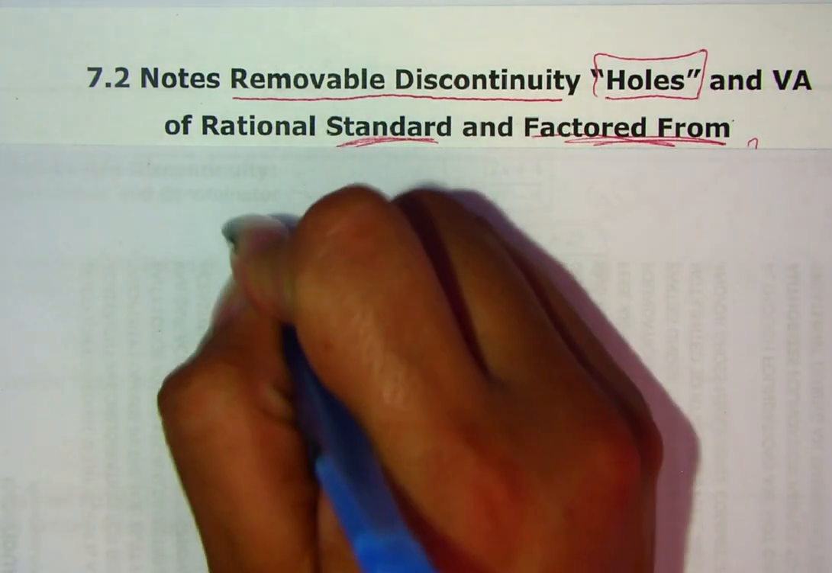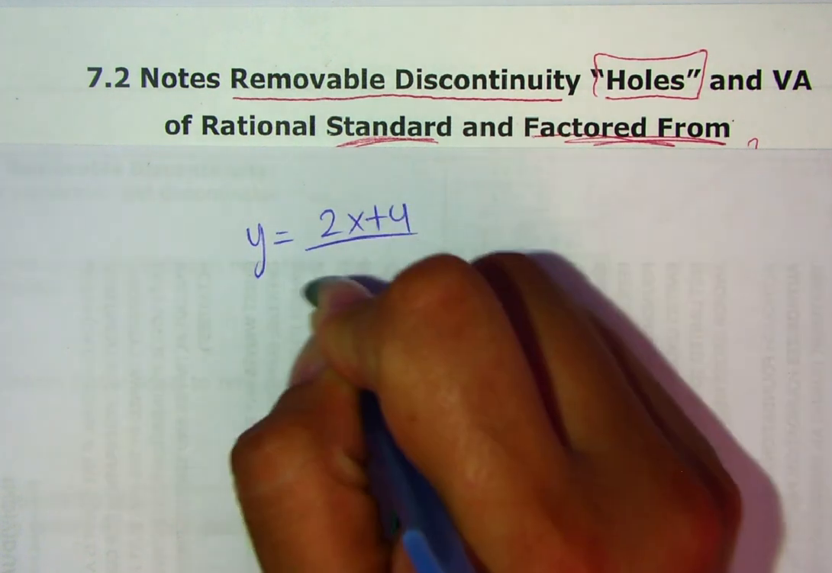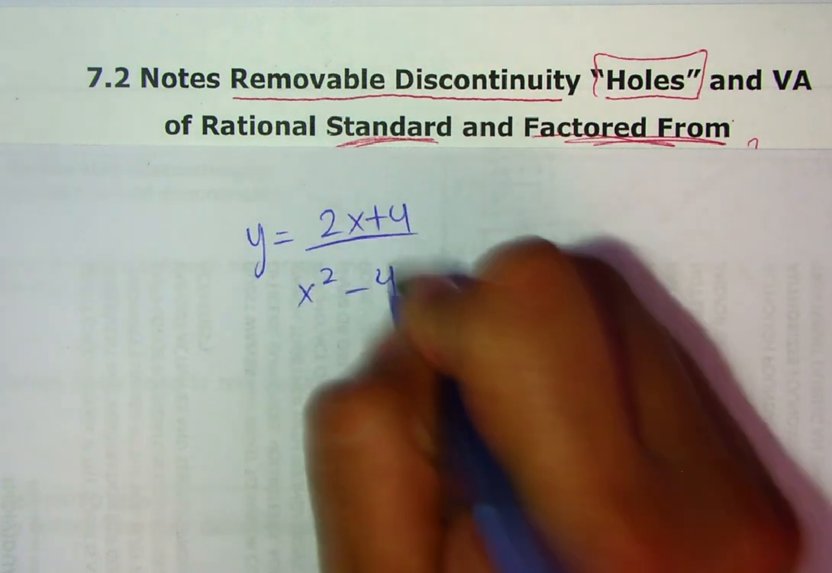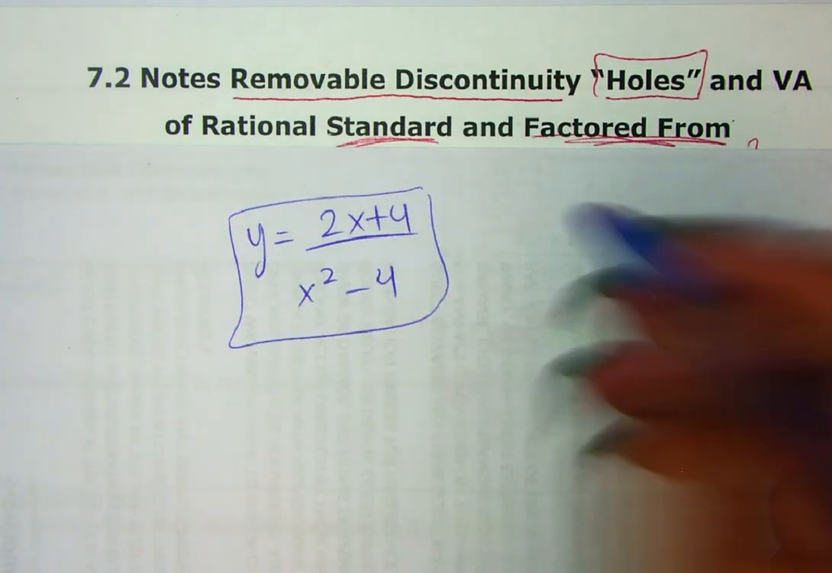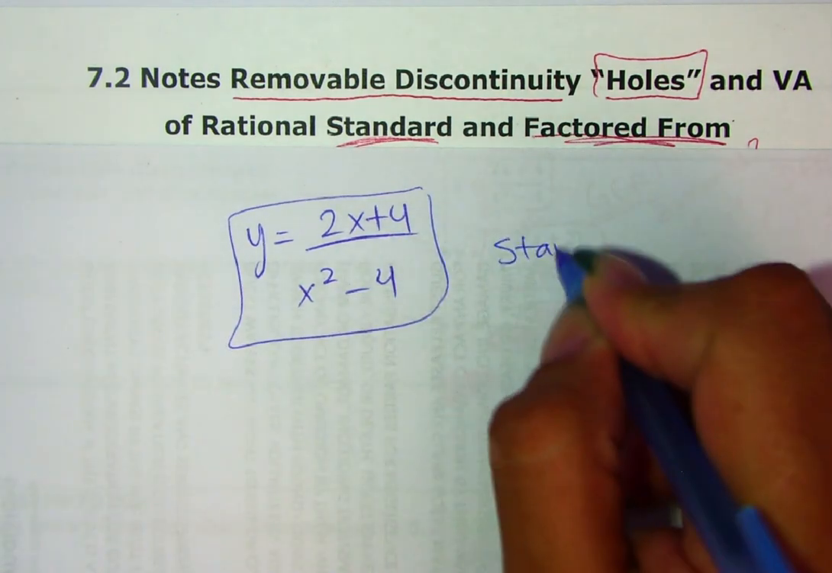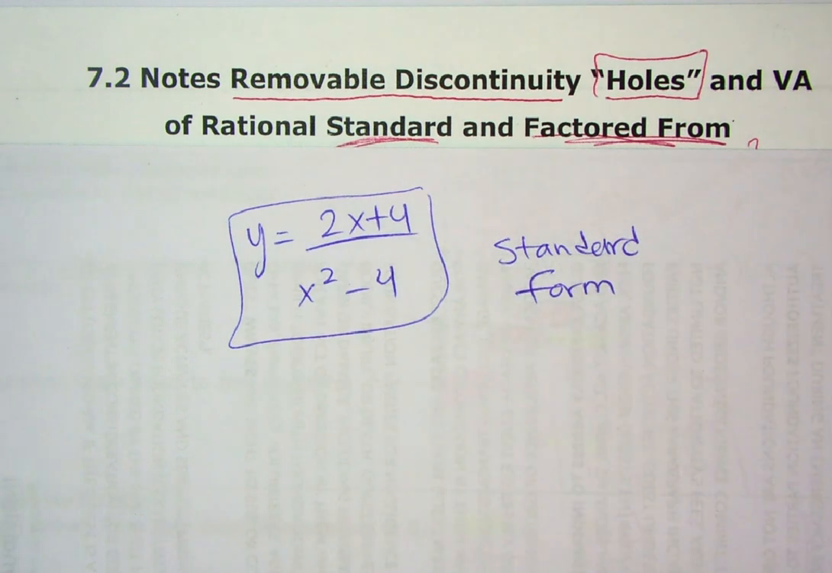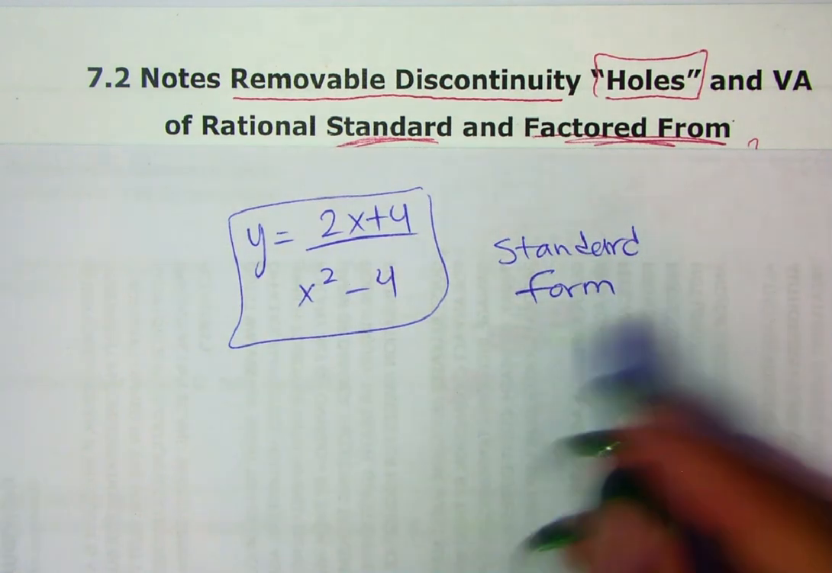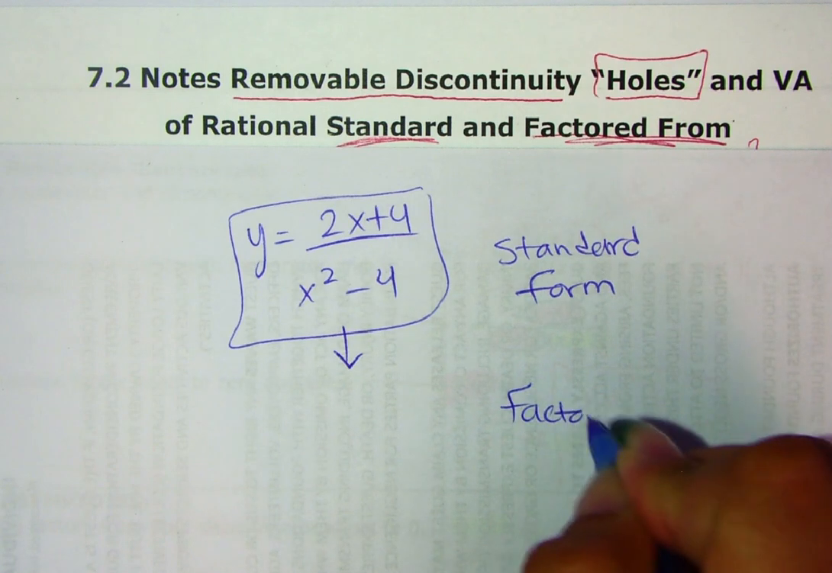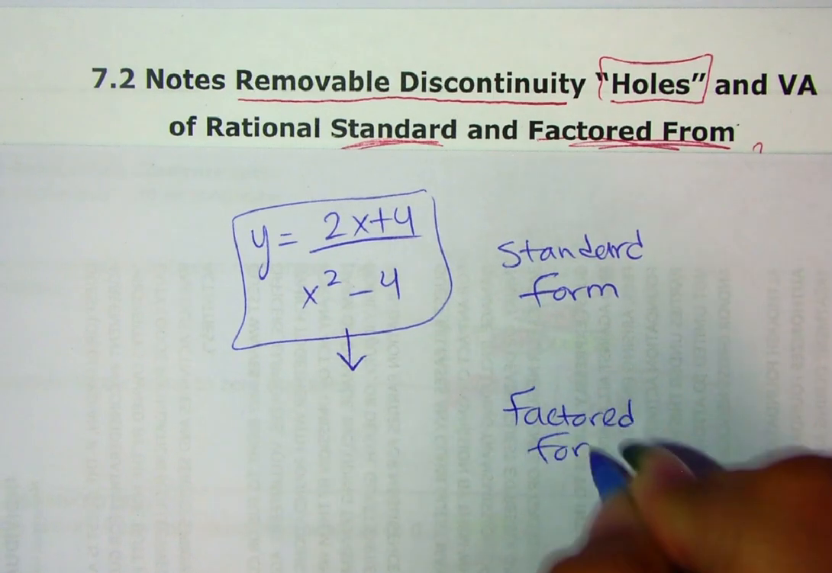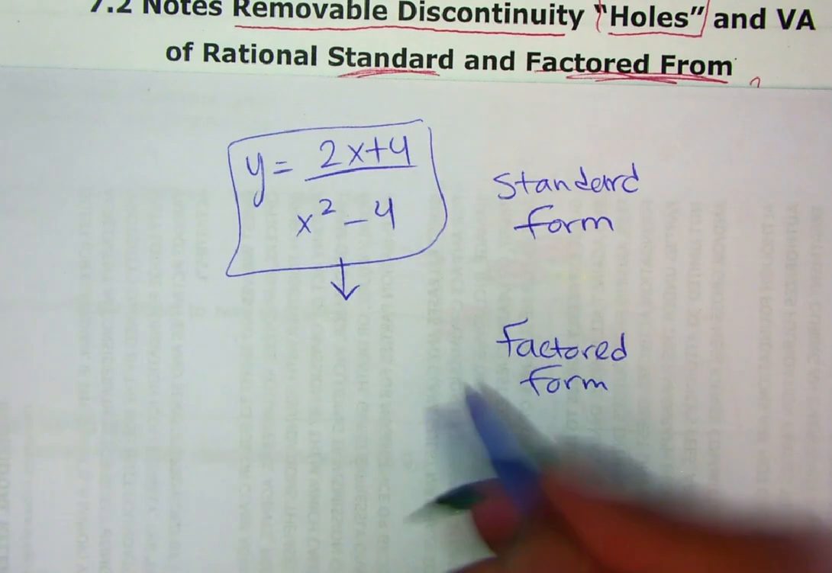So the notes had the example of y equals 2x plus 4 over x squared minus 4. And it showed you that if you graph this, this is the standard form. But you cannot find the hole using standard form. You have to convert standard form into factored form. So that will be your first step. Turn this standard form function into factored form.